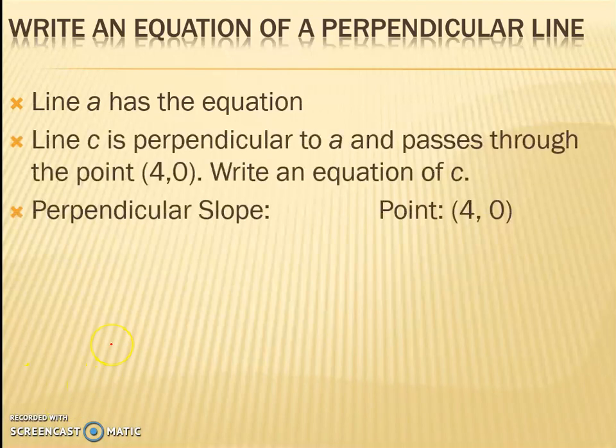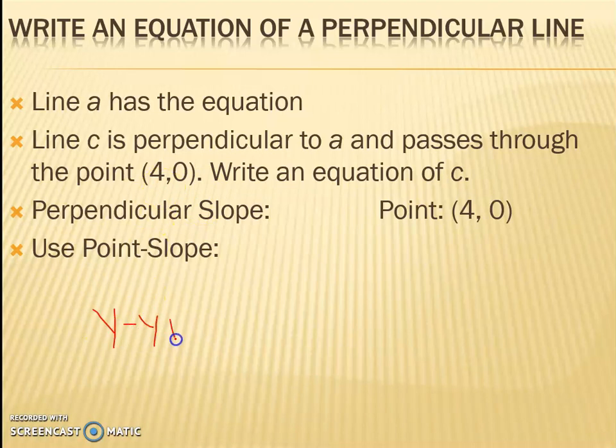So write an equation of a perpendicular line. Line A has the equation. Line C is perpendicular to A and passes through the point 4, 0. Write an equation of C. Perpendicular slope and point 4, 0. And then we're going to use point slope form to do this. So first of all, you're going to write the point slope form. And then this is going to be x1, y1.